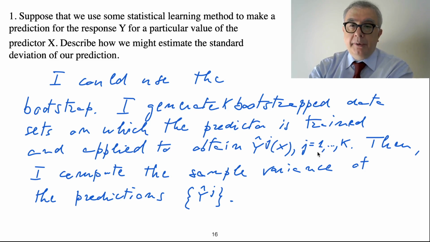In the end, I will have capital K predictions, and therefore I will be able to compute the sample variance from this data. And therefore, I will have a variance, and taking the square root, I will have a standard deviation for my prediction.